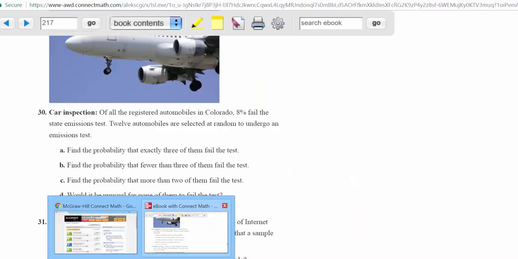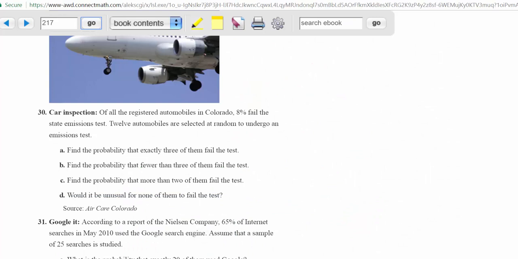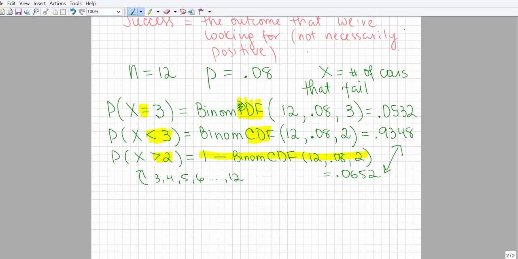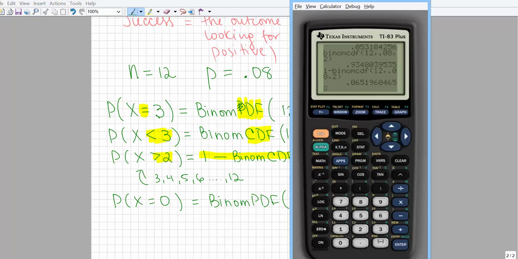Okay, one more part here. Would it be unusual for none of them to fail the test? What does it mean? None of them. X is equal to 0. Probability that X is equal to 0. Exactly a number. That's PDF: 12, 0.08, 0. Let's compute it. Second variables, binomial PDF. I have 12 trials, 0.08, and 0.